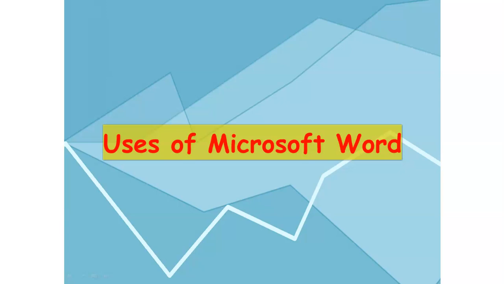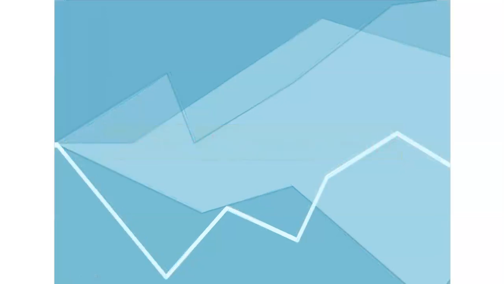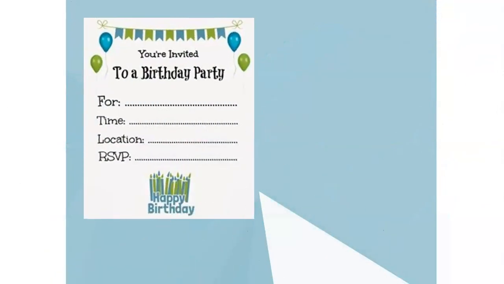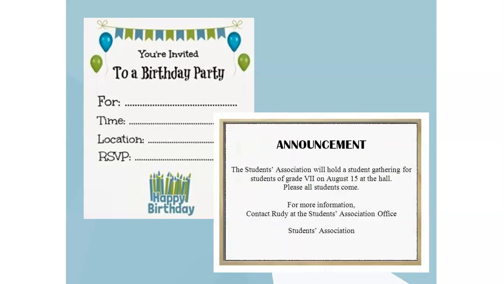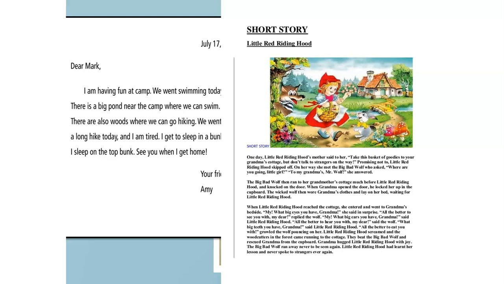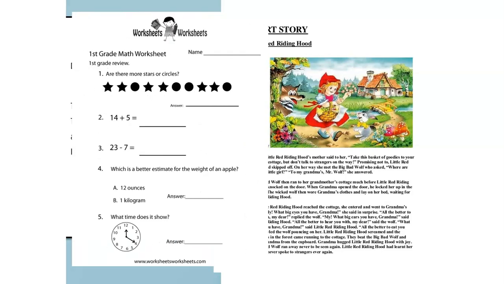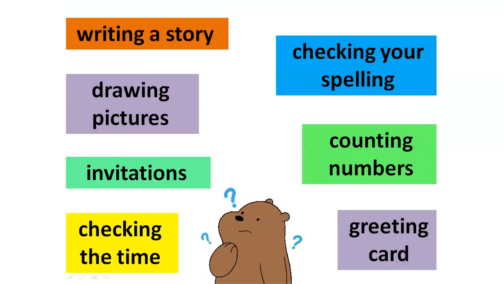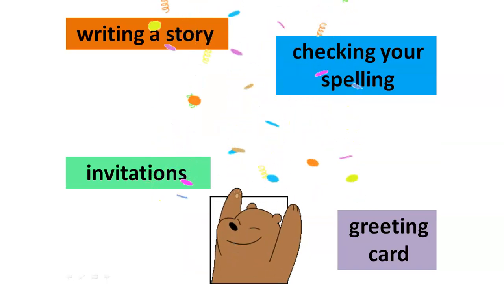Let me show you some examples of where we can use Microsoft Word. You can use Microsoft Word to create invitation cards or make announcements. You can also write letters to your friend using Microsoft Word or write short stories with pictures and make worksheets. Now, try to identify which among these activities needs Microsoft Word to be created. Did you get the same? Great job!